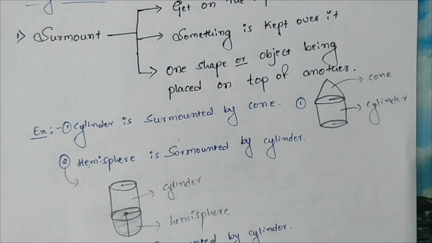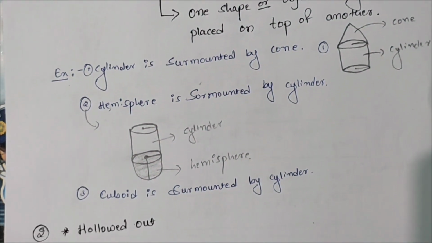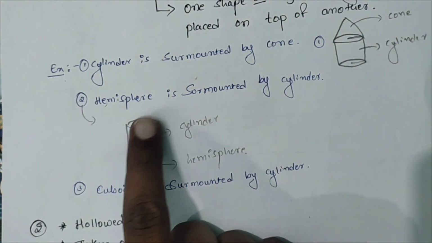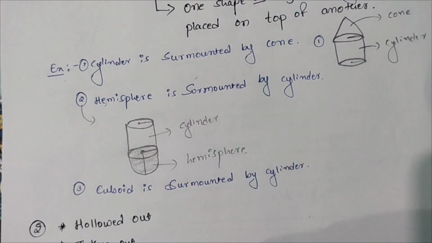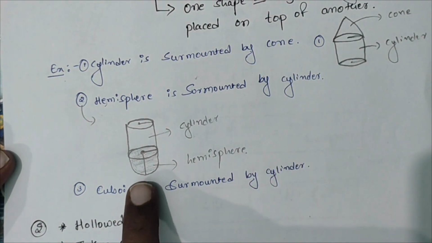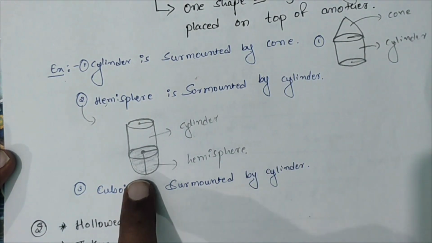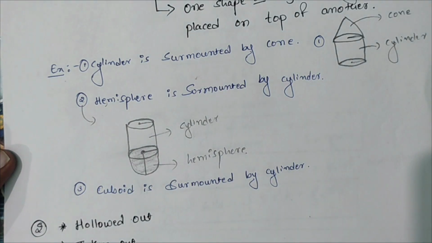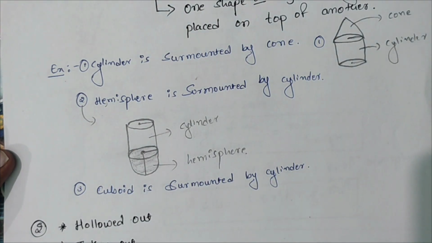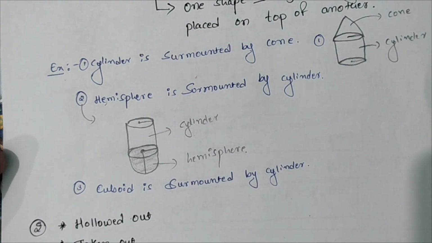Similarly, we have one more example for it: a hemisphere surmounted by a cylinder. Here you can notice that this cylinder is on the hemisphere. It is one of the examples, and let's go for some other keywords which will help us.